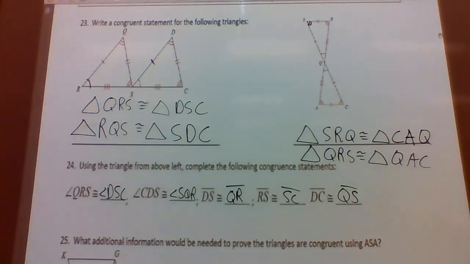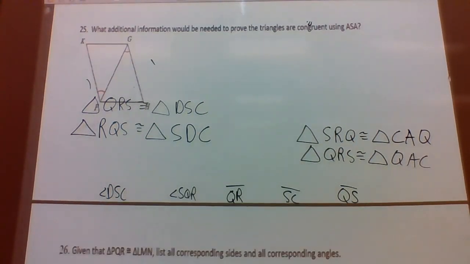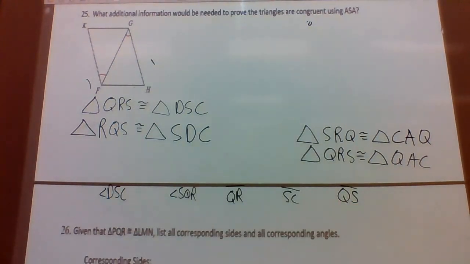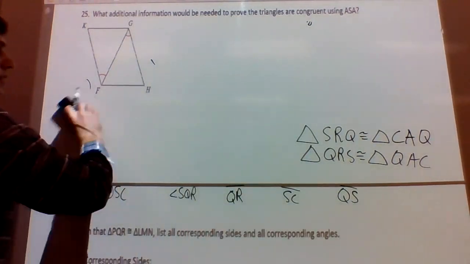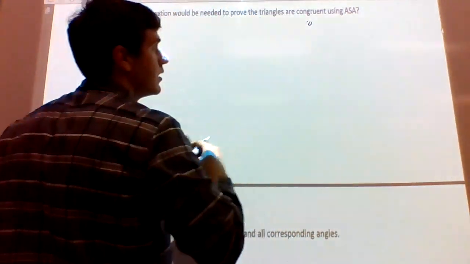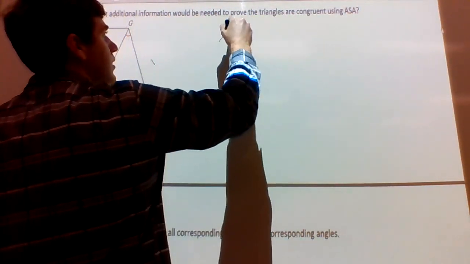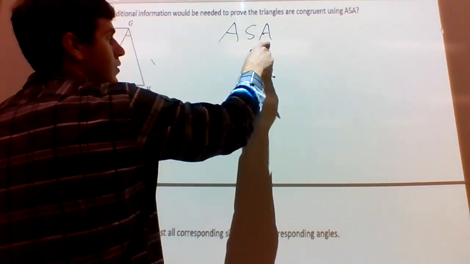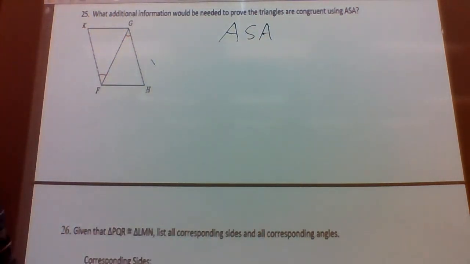Scroll down to 25. What additional information would be needed to prove the triangles are congruent by angle, side, angle? Angle, side, angle is going to have 2 corresponding angles that are congruent, and then an included side, meaning the side between them. We had a question like this on our test. The first thing we need to look for is shared sides and vertical angles, because vertical angles are congruent.